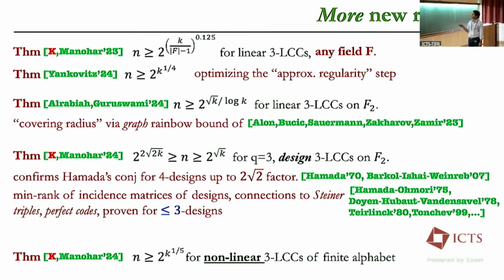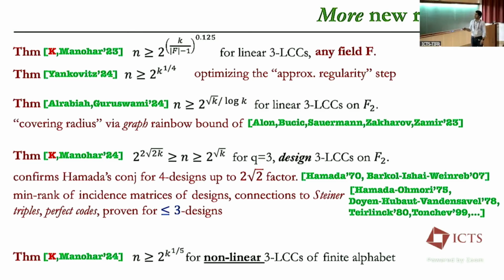But unfortunately, their stuff doesn't work even on F3. So it's a great question. Amongst the many questions I can ask you, one question would be, can you extend or find a correct analog of Al-Rabia Guruswamy that works for F3? Okay, we don't know. For F3, the best lower bound is still basically Tal Yankovitz.